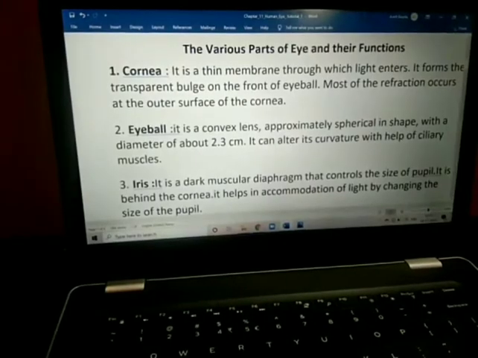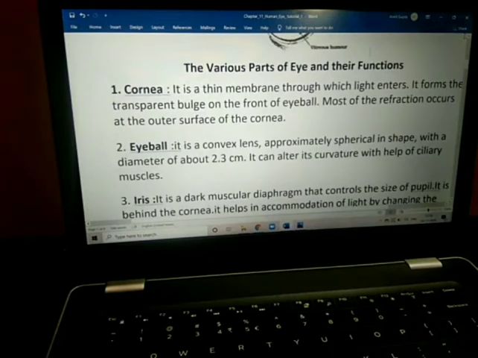So now we will be understanding the function of the different parts of the eye. We have first of all the cornea. Cornea is helping in the refraction of the light. Then the eyeball. It is approximately spherical in shape with a diameter of 2.3 centimeter.